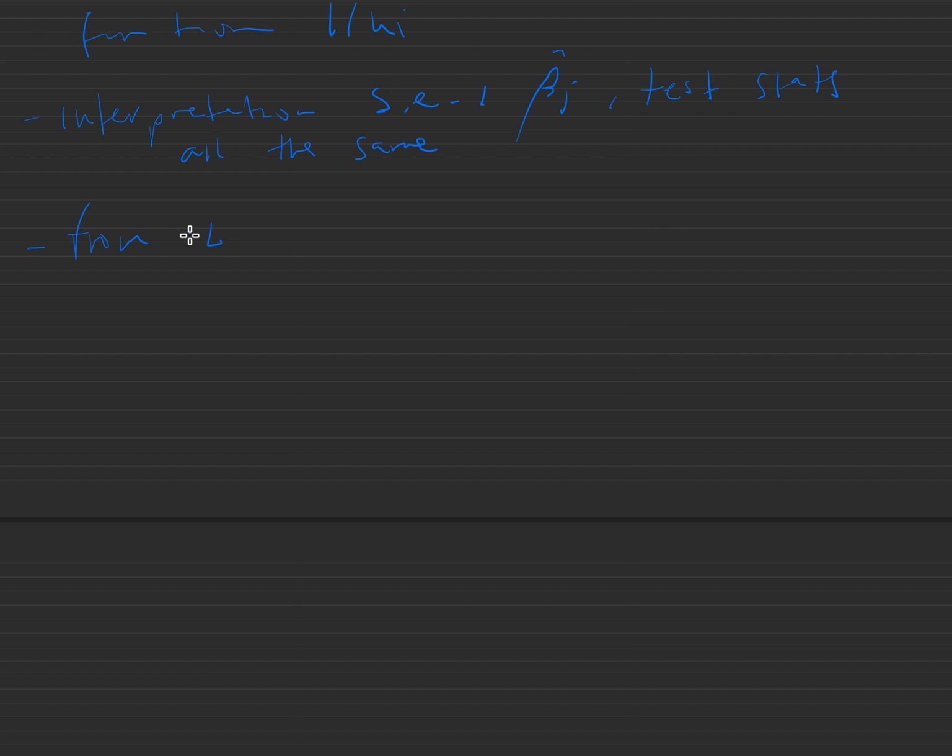From the WLS package, you may get an r squared, which is not useful because this r squared is explaining variation in y star, and that's not the explained variation in which we are interested.